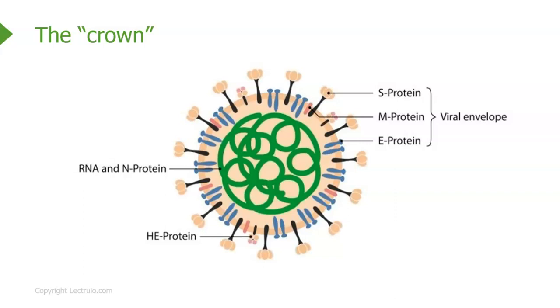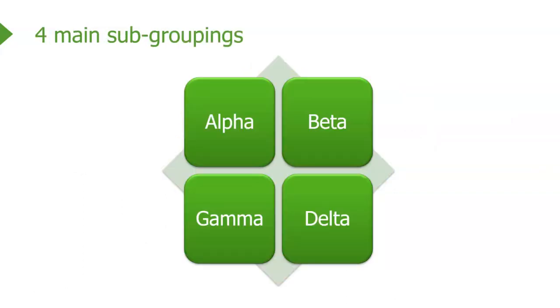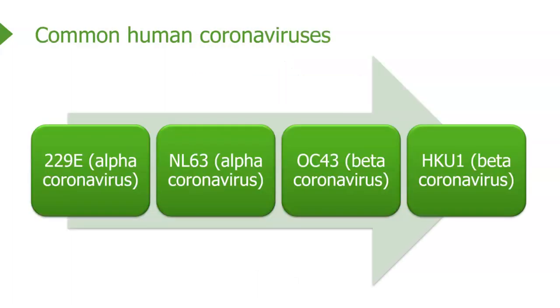Now let's talk a little bit about how this family of viruses is grouped. There's 4 main subgroupings: alpha, beta, gamma, and delta. I know that sounds like Greek life, but we really just have these broken down into these 4 main groupings. Now, coronaviruses, they're not new. They've been around. They were first identified in the 1960s. And there's some common ones. I'm sure you may have even had one of these at some point in your lifetime.